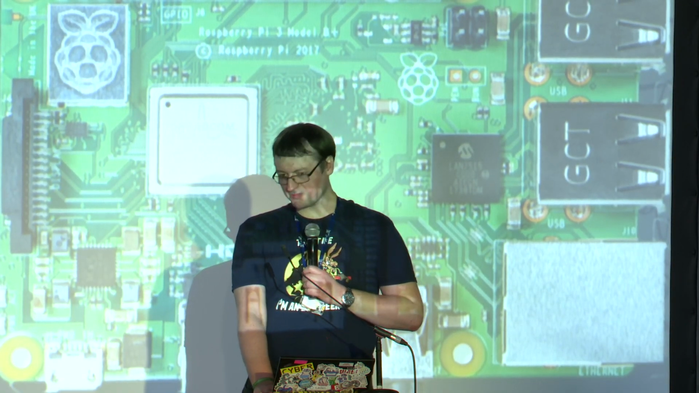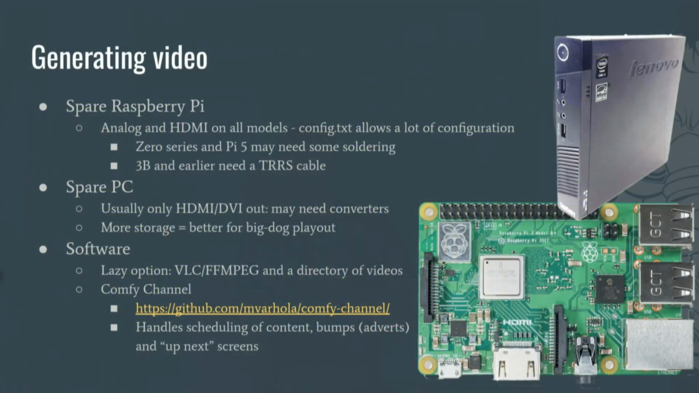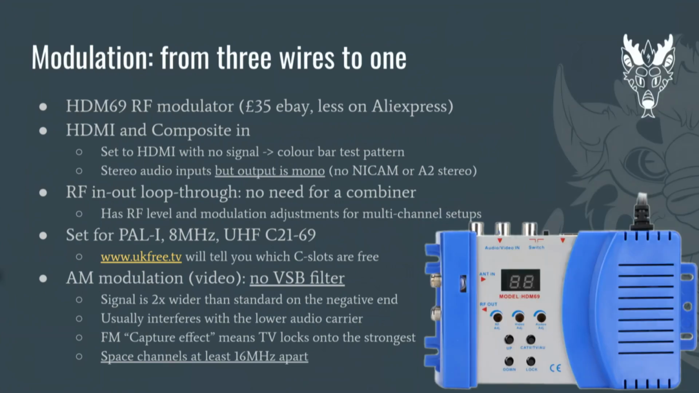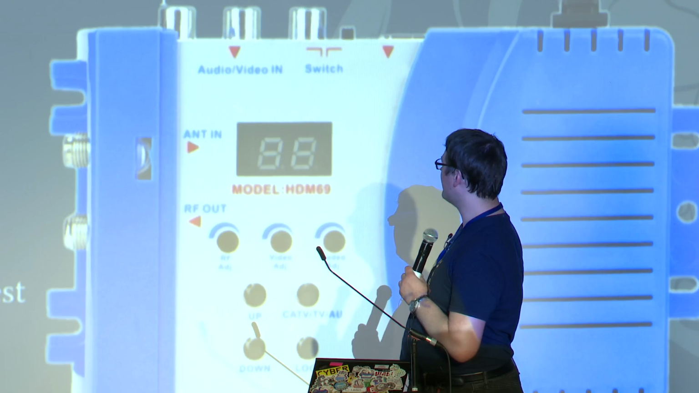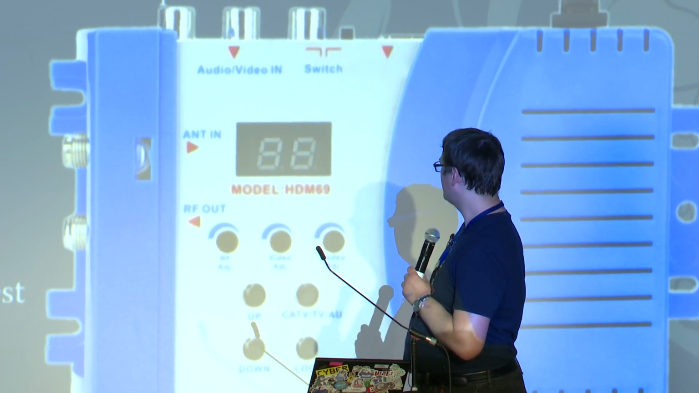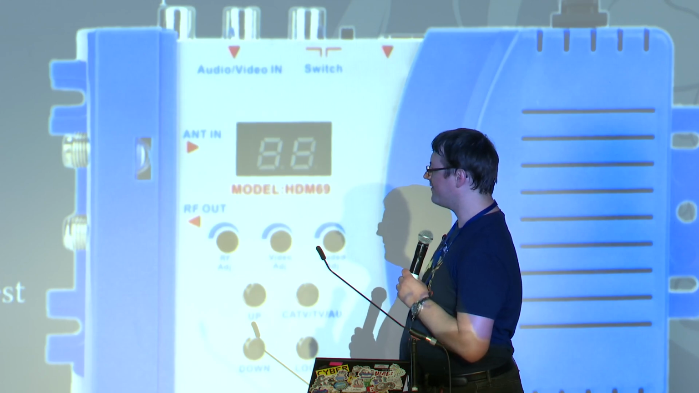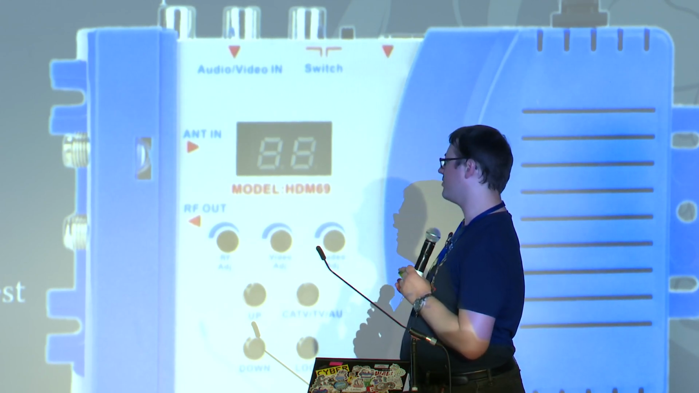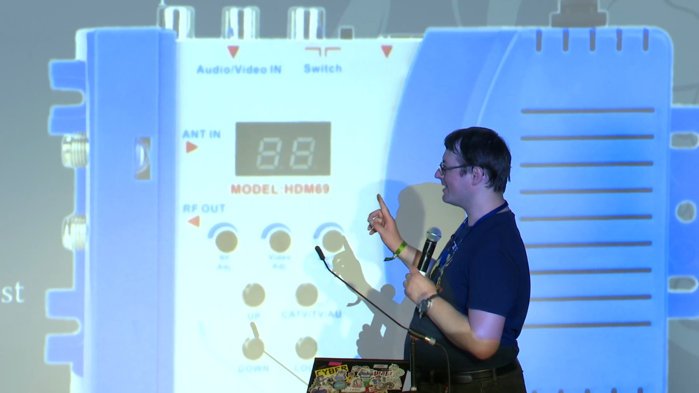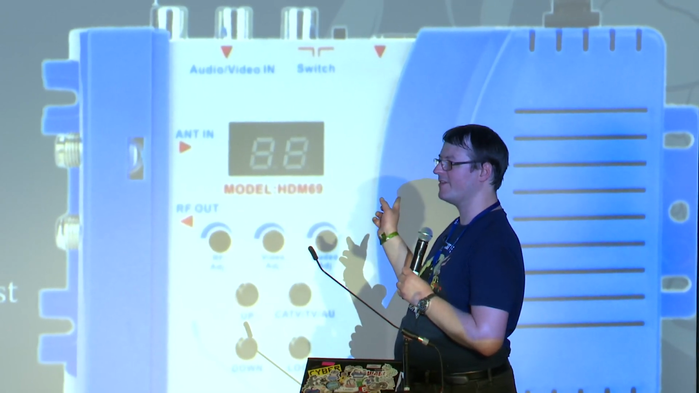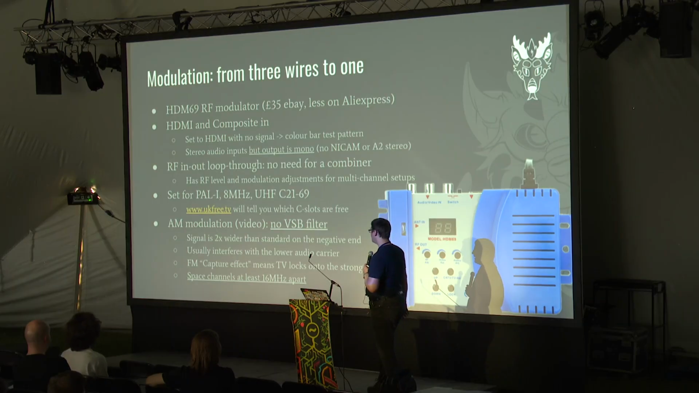Video sources, fairly obvious. Raspberry Pi is a good one. For the HDMI output, you can also use PCs, if you've got a spare PC lying around. And then that all hooks up to the modulator. So what you've got there is a fairly standard £30 Chinese TV modulator. The only difference between that and the rack mount ones is the output quality is not quite as nice, and the signal is twice as wide because it's missing a filter that's quite an expensive part.